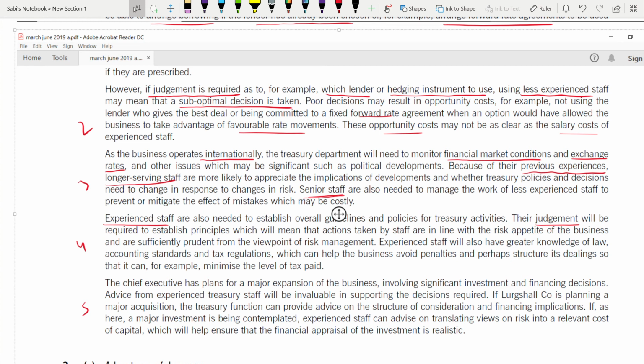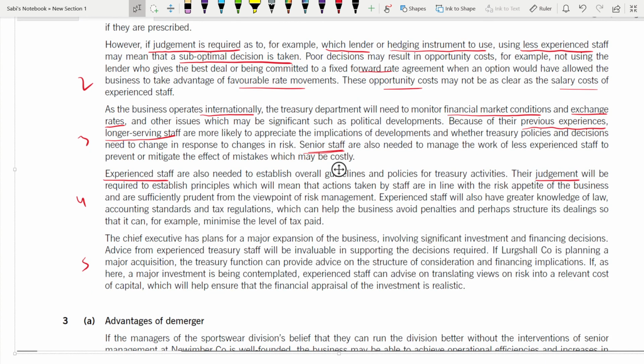Right? So experienced staff will also have a greater knowledge of law, accounting standards, and tax regulations, which can help the business avoid penalties and perhaps structure its dealings so that it can, for example, minimize the level of tax paid. When someone is experienced, they have greater knowledge from wide areas, not from one field.